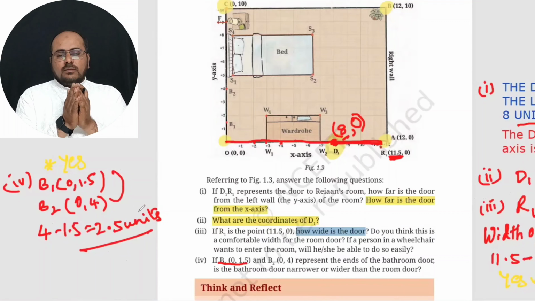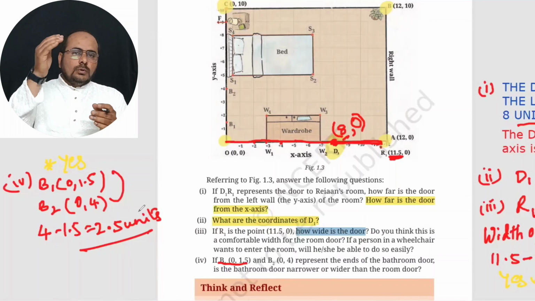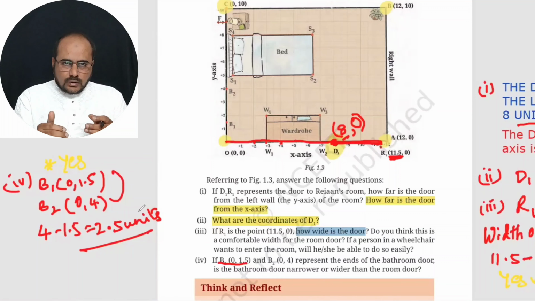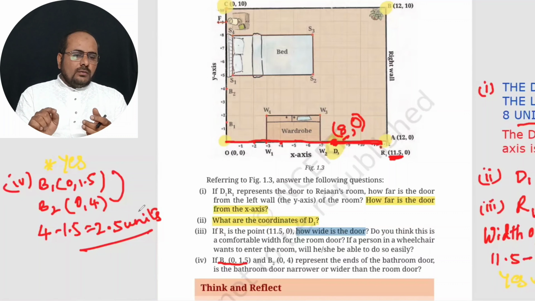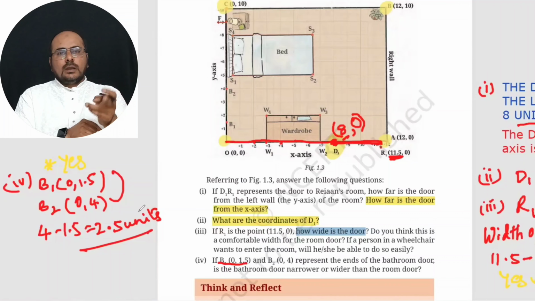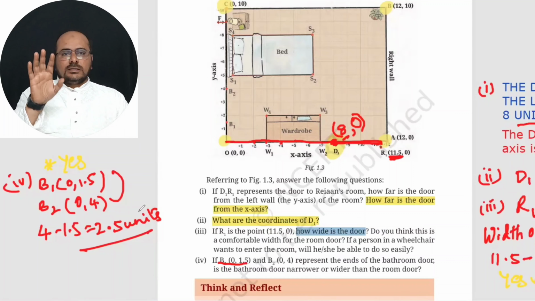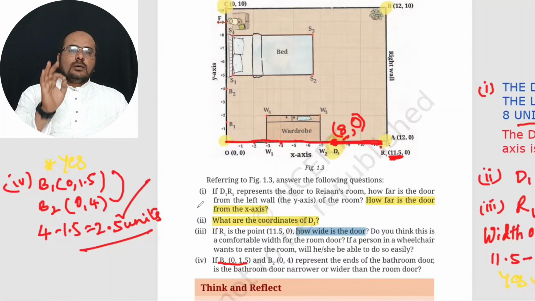So observe here, this is a very interesting question. The bathroom door width will be narrower than the room door. This is common, because the room door is much wider than the bathroom door. The bathroom door is 2.5 and the general door width is 3.5. Hence we can consider this the proper measurement for a bathroom door. So for the question, is the bathroom door narrower or wider than the room door? The bathroom door is narrower than the room door.